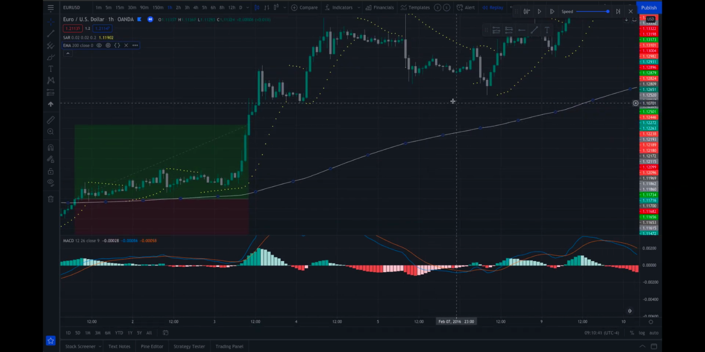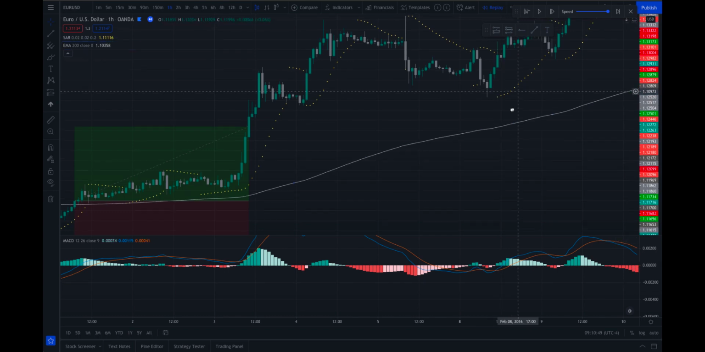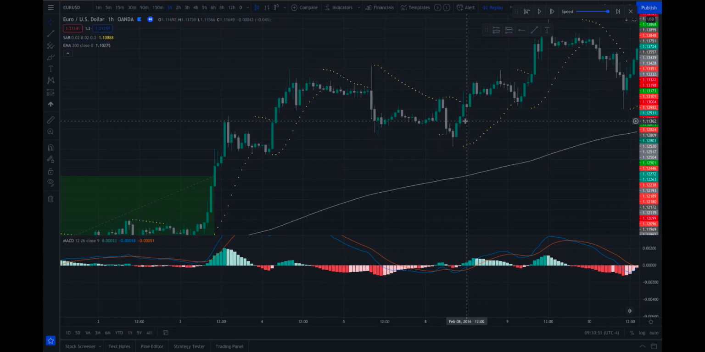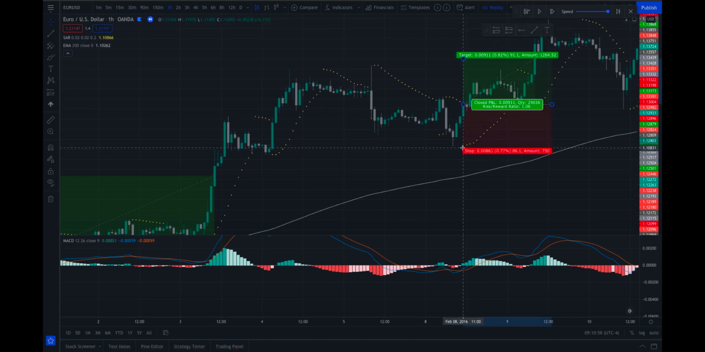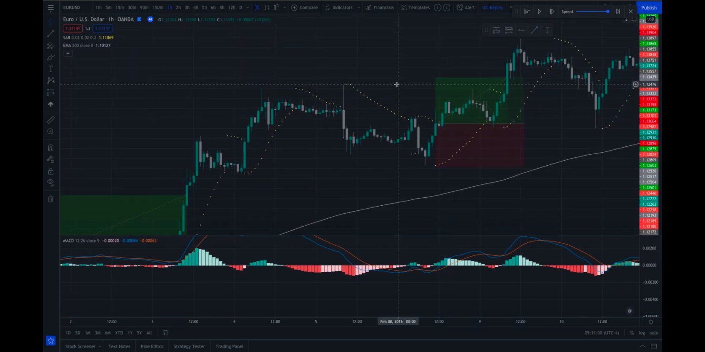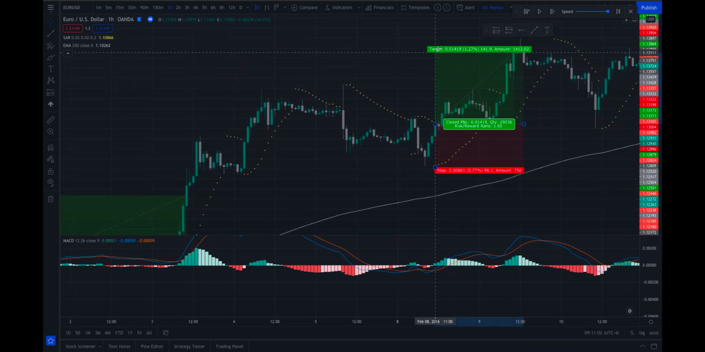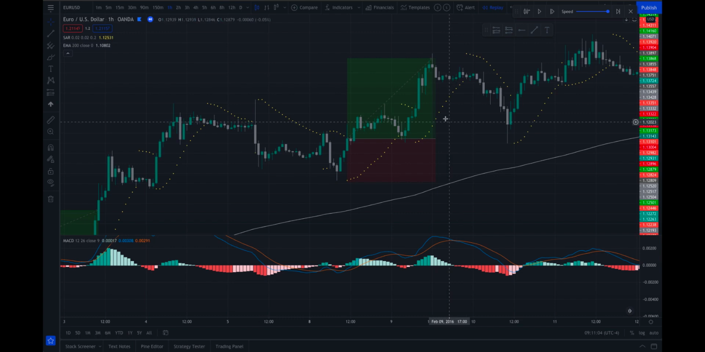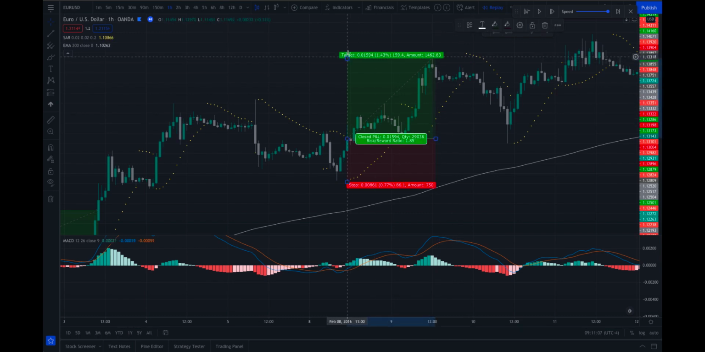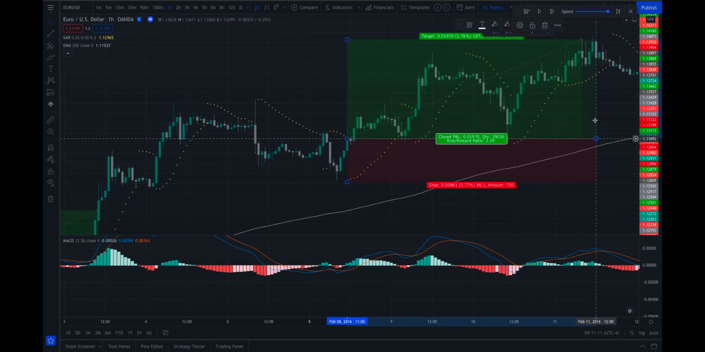So we have price above the 200 EMA. We have a cross up of the MACD and a parabolic SAR long signal. So we are going to enter on this candle, stop right below the previous low, and target 2-to-1. And that is a winner right here.